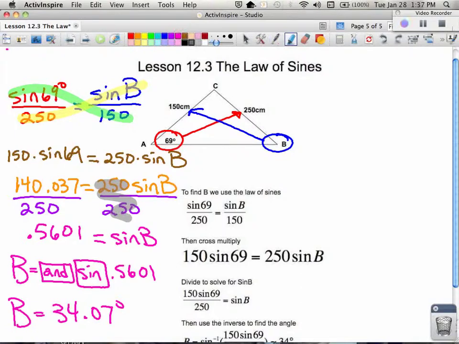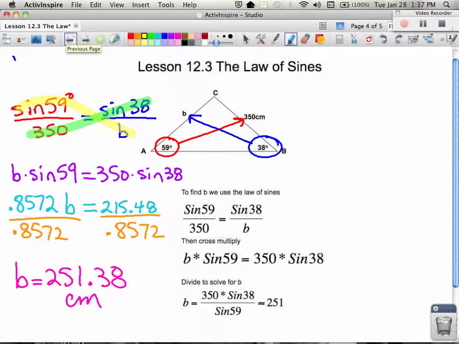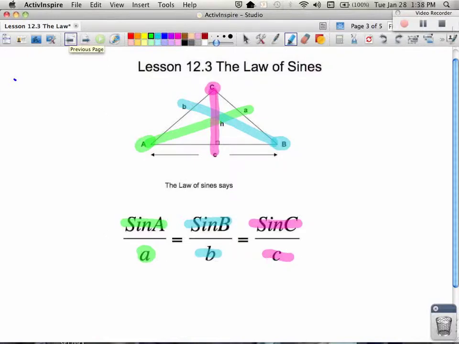So as you do this, you set up the ratios. The sine of an angle divided by the side opposite equals any sine of an angle divided by its opposite side. If you were looking for the highlighted parts, this was the 150 sine 69, and this is the 250 sine of B highlighted. On the previous page, when I was doing that, the sine of 59 times b was this yellow highlight, and 350 sine 38 was this highlight. And here, in general, is the law of sines.